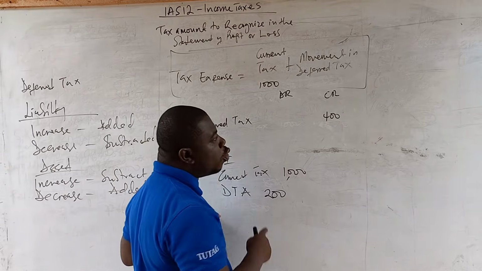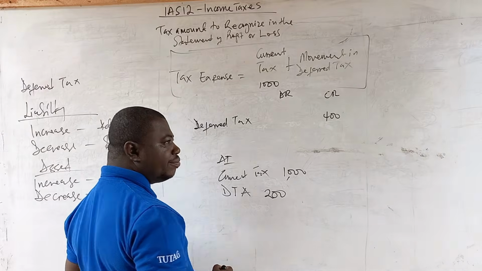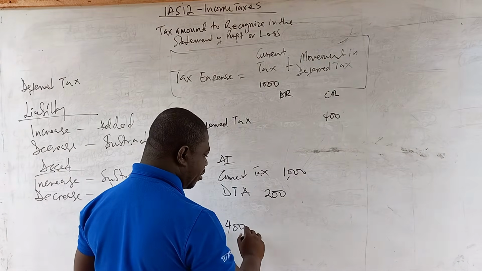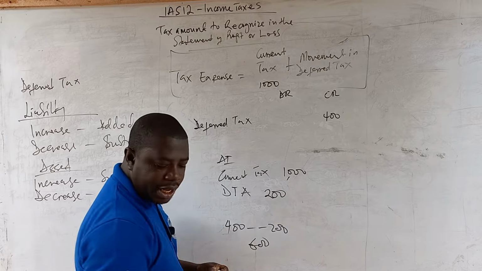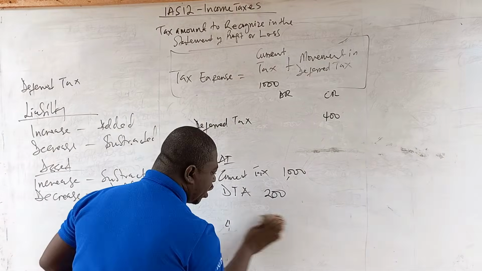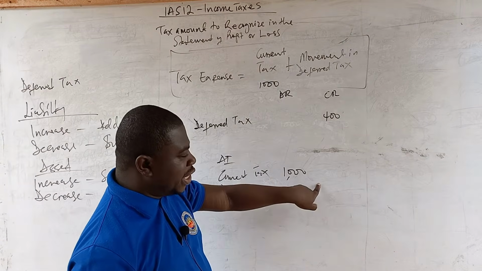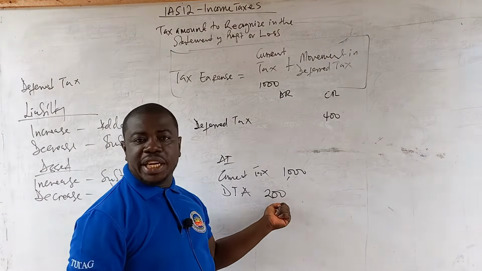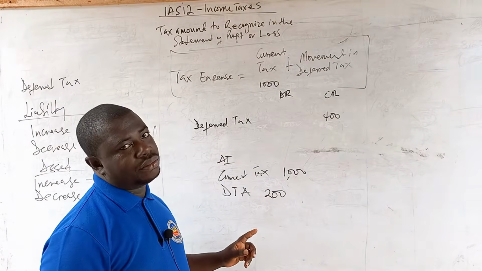So they are not the same. Before a liability drops into an asset, it's like saying 400 minus 200, so that the difference will be 600. I don't know how you understood what I'm trying to say, but we are trying to say that the liability dropped up to 0 before the asset started accumulating up to 200. So the movement is actually 600.